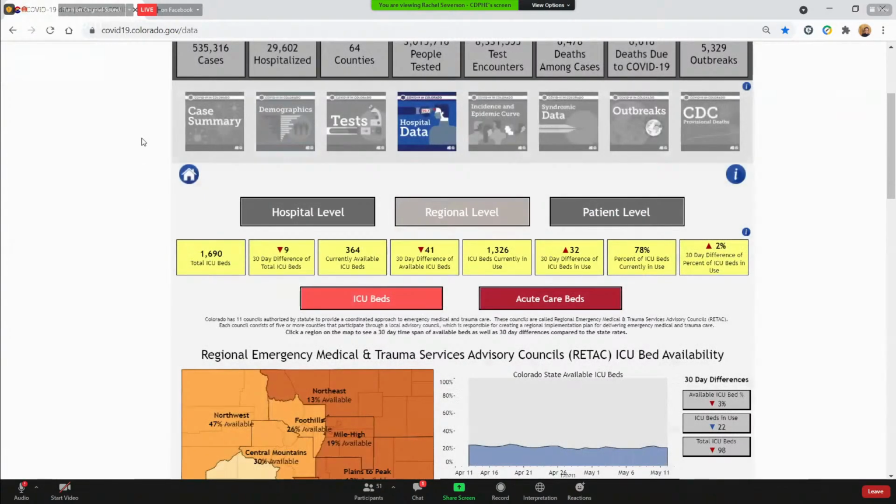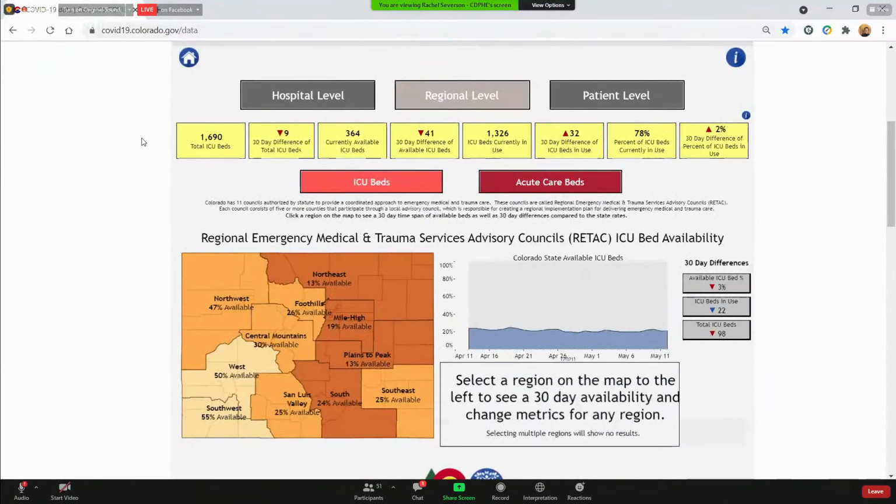And I'll give it a second to load. So the first section that we land on is regional level, which shows, based on data that's reported from hospitals, the number of ICU beds and acute care beds that are available, as well as a 30-day look at how that is changing over time.